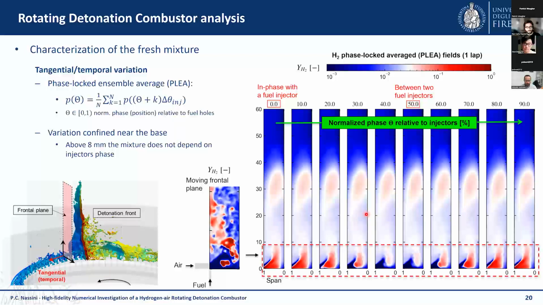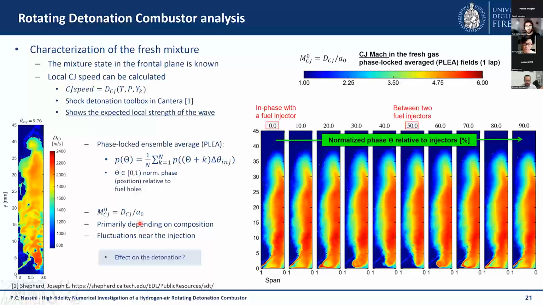And this is very interesting because when we have the gas state in the frontal plane, we are also able to calculate the local CJ speed, which is a thermochemical parameter which shows us how the wave should be propagating in that specific mixture, considering the hypothesis behind the CJ theory. Specifically, we can calculate the CJ speed as a function of the local temperature, pressure, and composition.